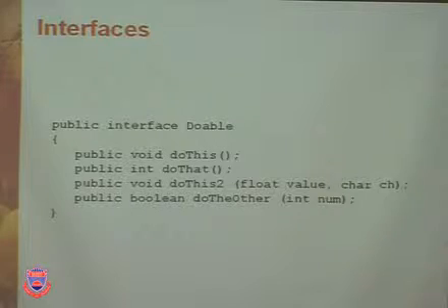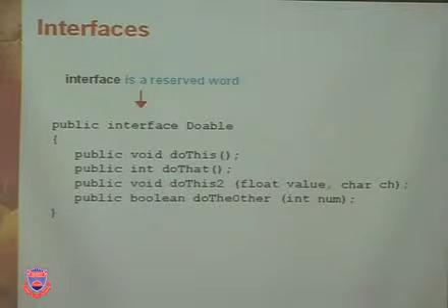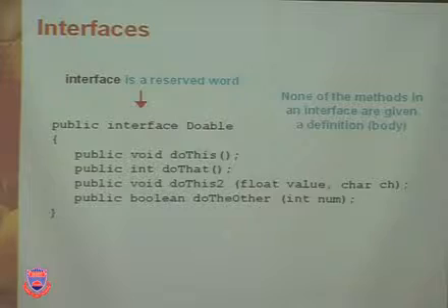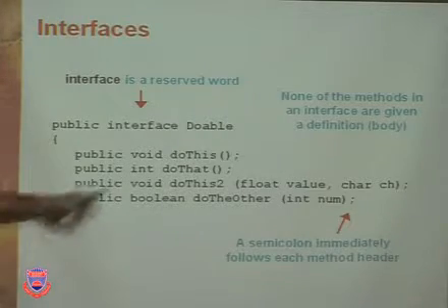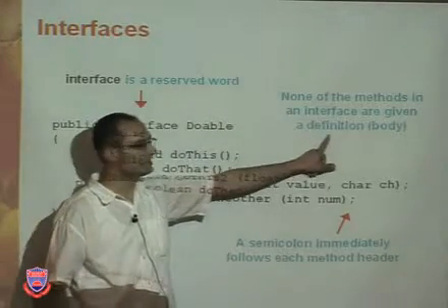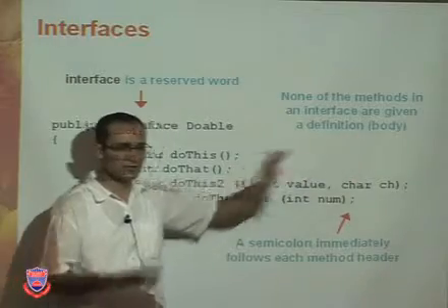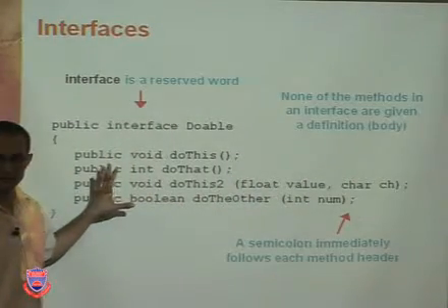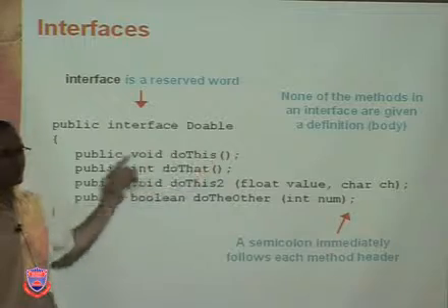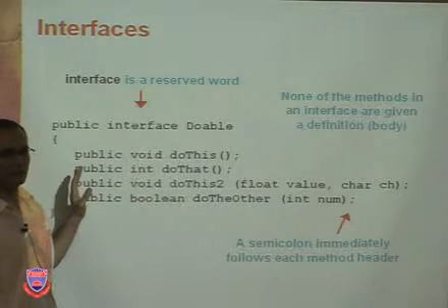Okay? I will give an example that will make it more clear. So interface is a reserved word, and none of the methods in an interface are given a definition. So there's no body in the methods of an interface. It's always like this. That's the whole thing about the interface.